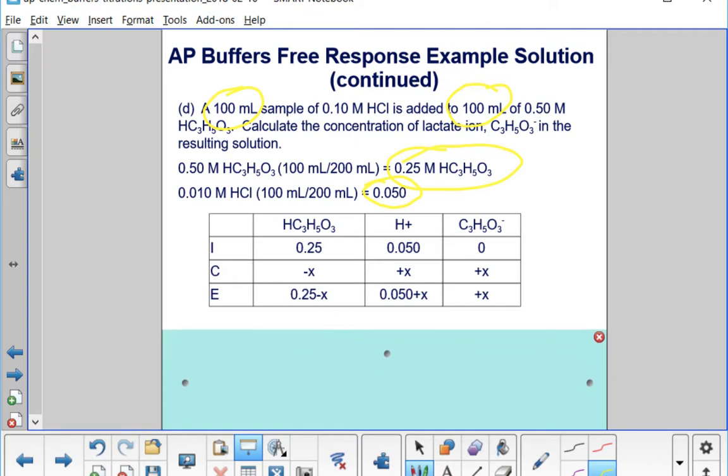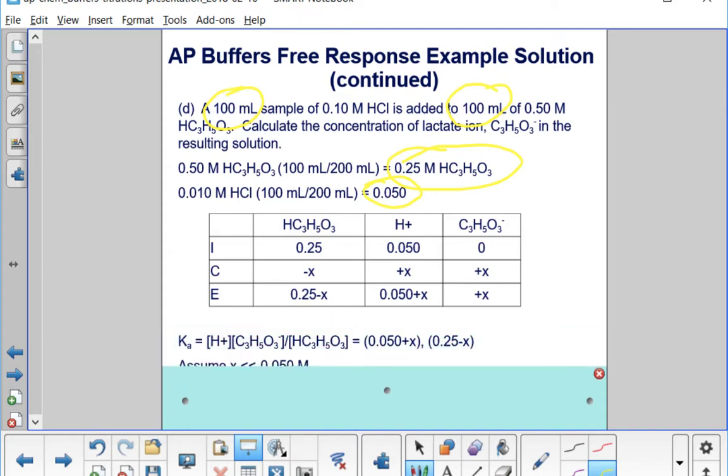And then let's take a look at what's happening here. So we have 0.25 molar lactic acid and 0.05 molar hydrogen ion from the HCl. Our reactant will decrease by some concentration X, and each of our products will increase by some concentration X. So that we have 0.25 minus X, 0.05 plus X, and X at equilibrium as our equilibrium concentrations.